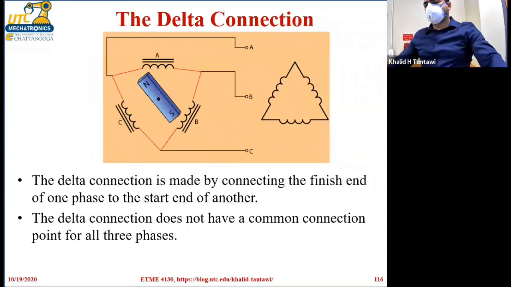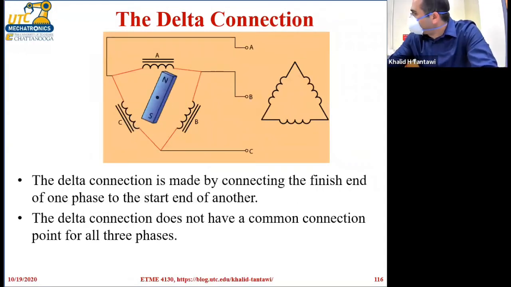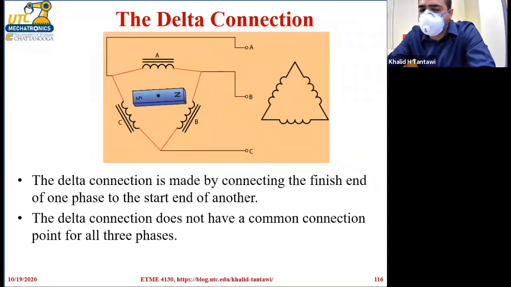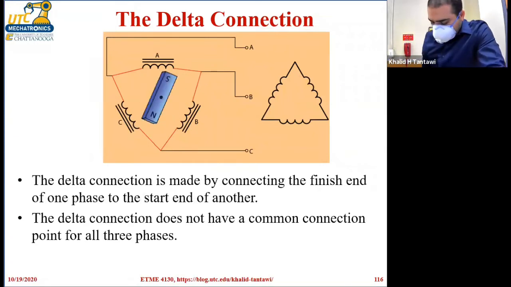The delta, on the other hand, only has three terminals: A, B, and C. We're going to see the differences between the delta and the Y.